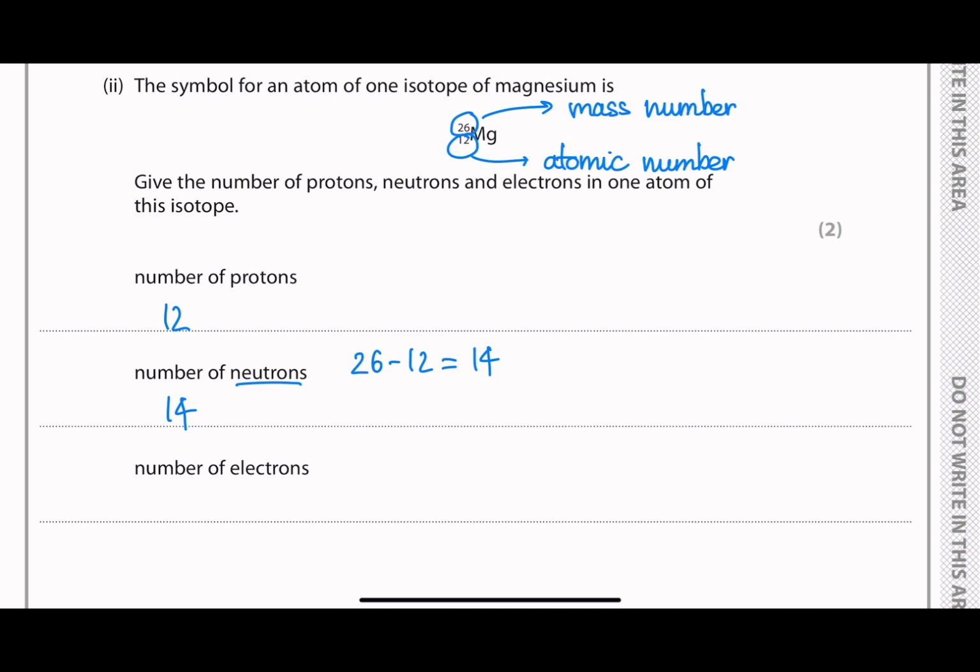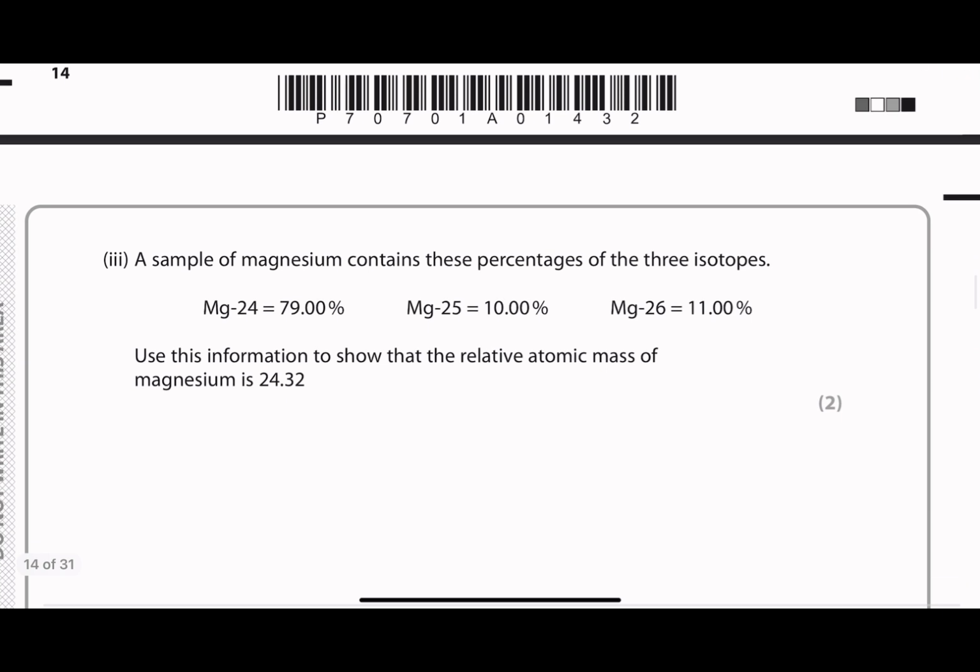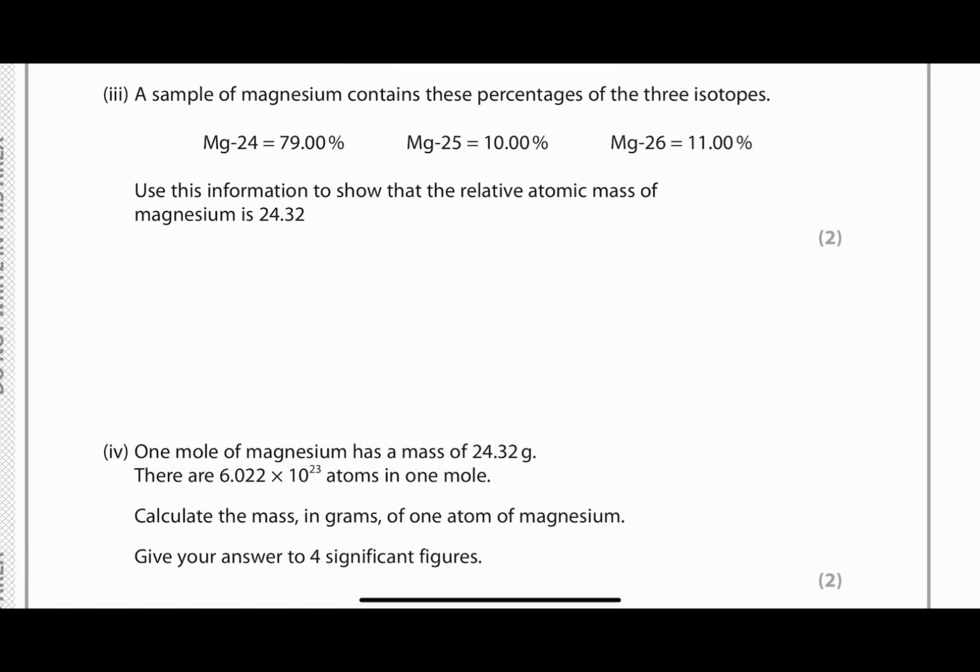And then the number of neutrons, we can just take the mass number minus the atomic number, which is 26 minus 12, which comes out to be 14. And for the number of electrons, because this atom is neutral, the number of protons equals the number of electrons, so the number of electrons would just be 12.